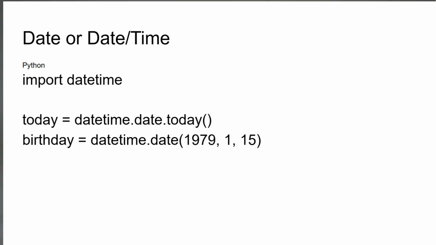And then birthday, so datetime.date might be 1979, January 15th. So when you assign a date in Python, one way to do it is you have to actually give the year, the month, and then the day in that order to the date function, then that converts it into a datetime date.